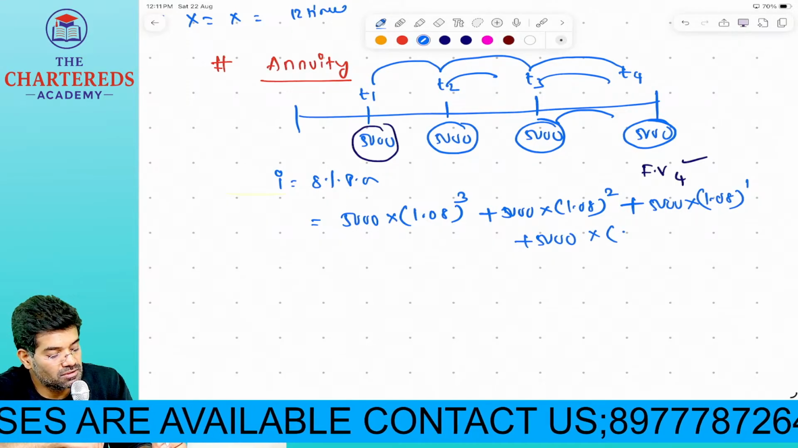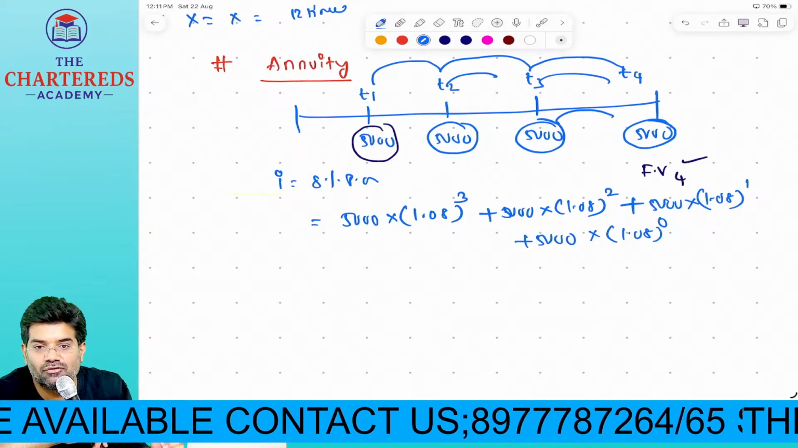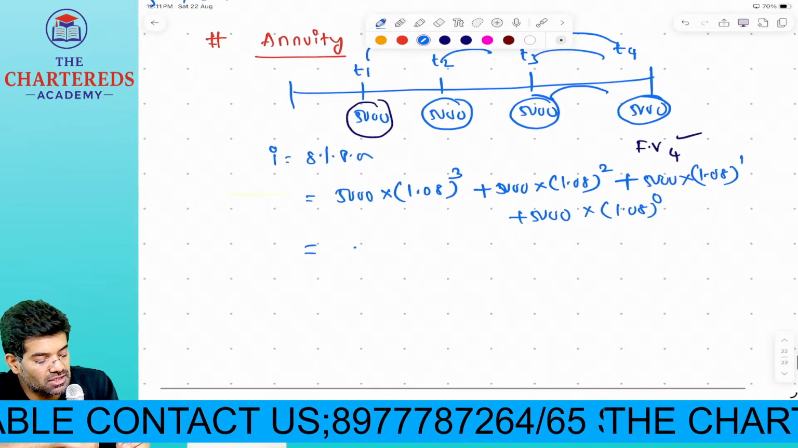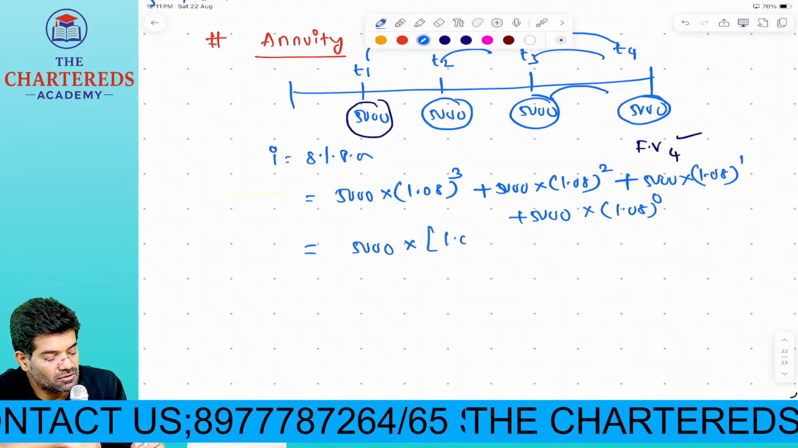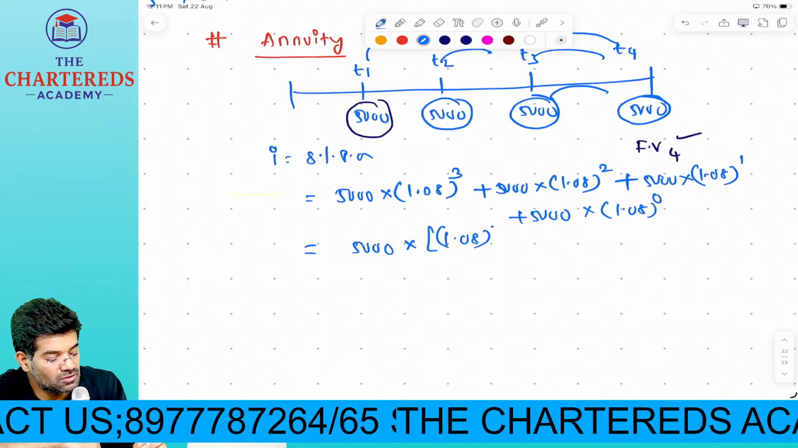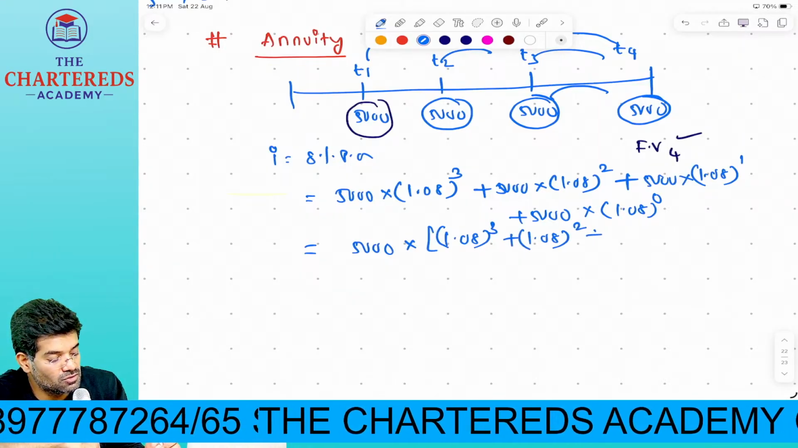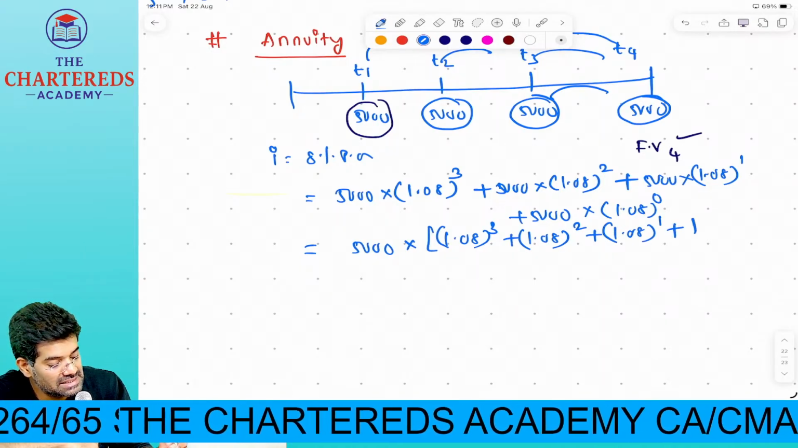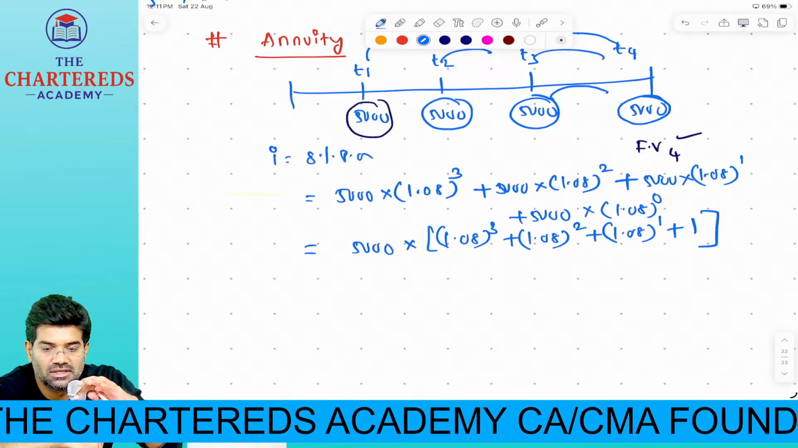5,000 into 1.08 whole power 0, because that is already at the end of the fourth year. Now if you take 5,000 common, then 1.08 whole power 3 plus 1.08 whole power 2 plus 1.08 whole power 1 plus 1. Do you remember this shortcut calculation I gave you for calculator tricks?